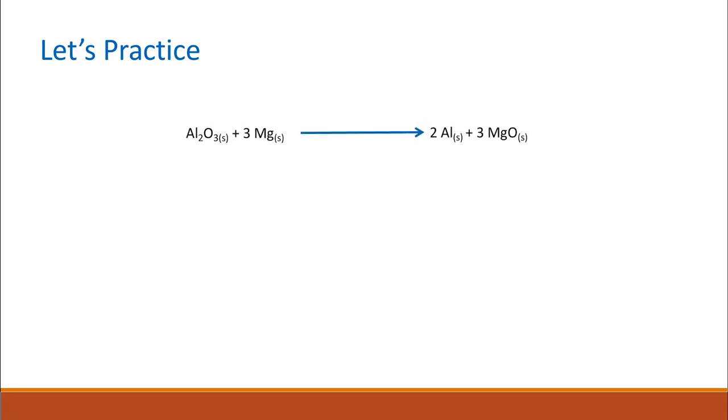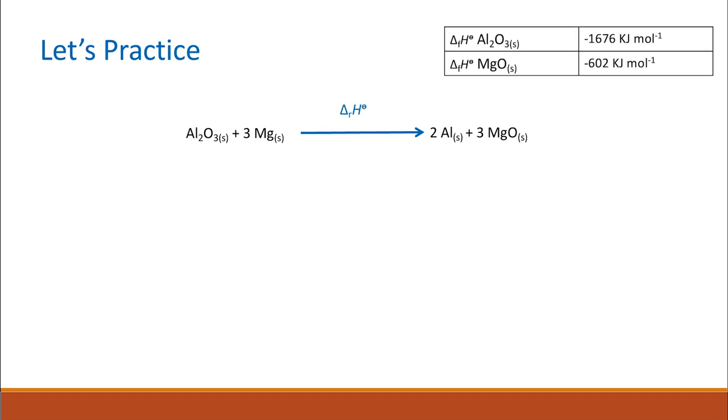Here is a reaction between aluminum oxide, which reacts with magnesium to produce aluminum and magnesium oxide. Use Hess's law and the enthalpy of formation values to calculate the enthalpy of this reaction. You can pause the video and give it a try yourself before you check the answer. Now, are you ready? Let's check the solution together.